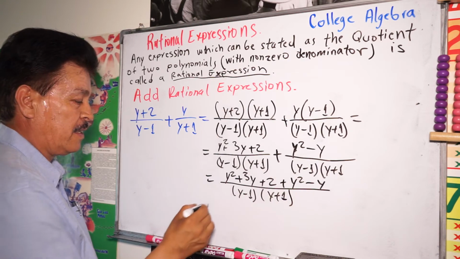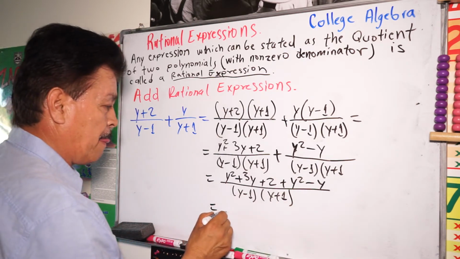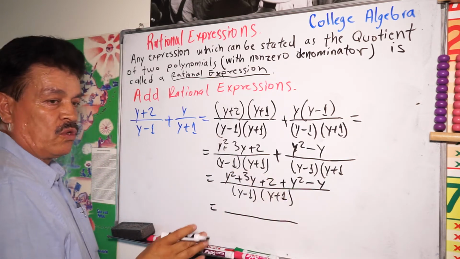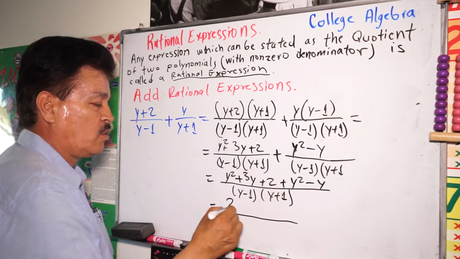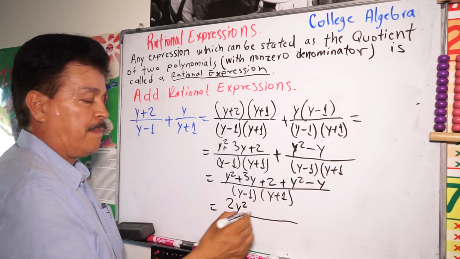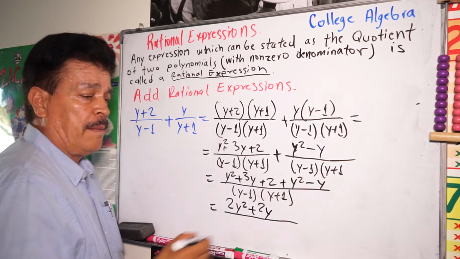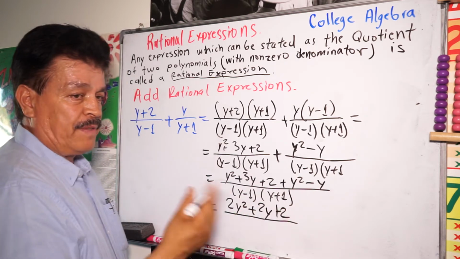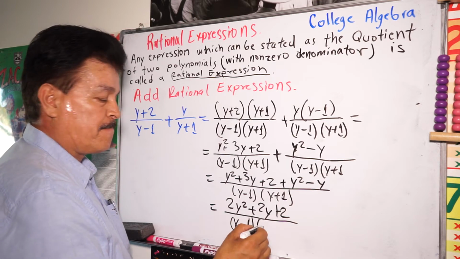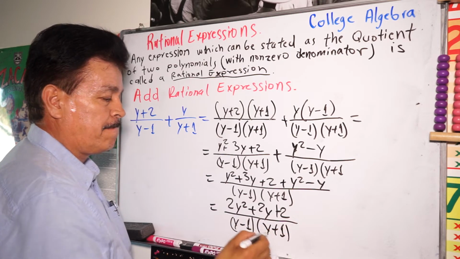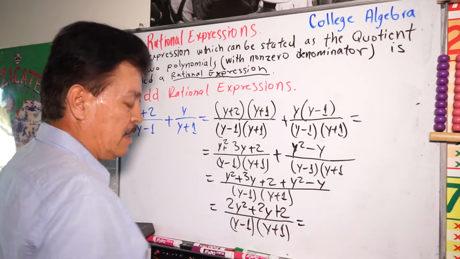Don't simplify yet. We're going to just reduce or combine the like terms. Combine the like terms. You're going to have 2y squared plus 2y plus 2 divided by y minus 1 times y plus 1. Now simplify the answer.